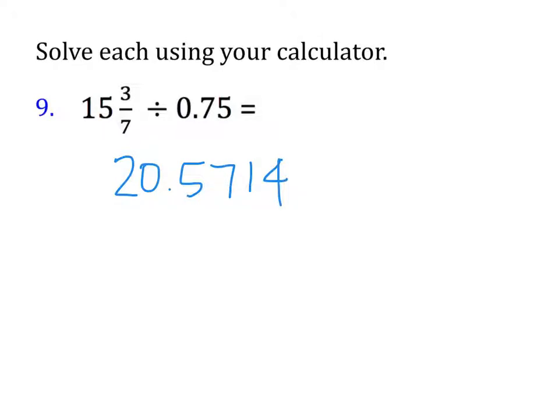For this problem, I got 20.5714. 7 is in the hundredths place. I look to the one next to it. It's a 1, which is less than 5, so that tells me the 7 is going to stay the same. So my final answer will be 20.57.